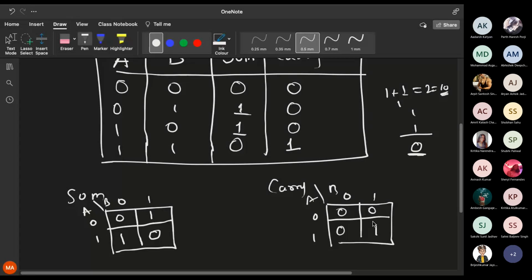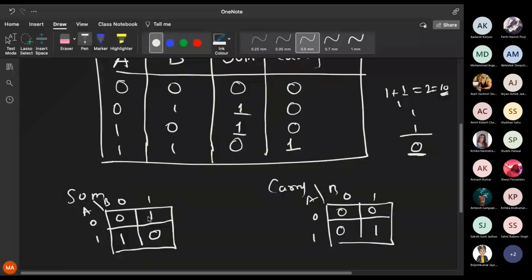After this, you need to write down the equation. First try to make groups. Is it possible to make a group of 4 in this sum? Just look at that. Can a group of 4 be made? No, that is not possible. A group of 4 is possible only when all cells are 1, so that is not possible.